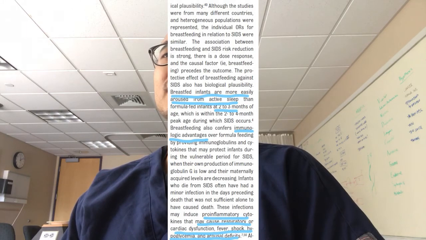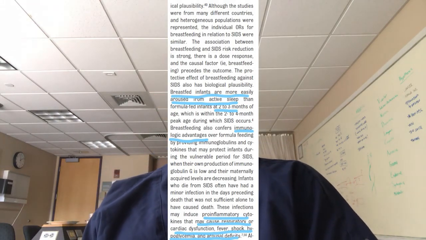And then lastly, they even explain a biological factor. Breast milk has the antibodies that mom had against various diseases. So it protects them from an immune perspective, and also breastfed infants are more easily aroused from active sleep at 2 to 3 months of age. So maybe when the infant's having difficulty catching their breath for some reason or another, breastfed babies are more likely to awake from that compared to a formula-fed baby.